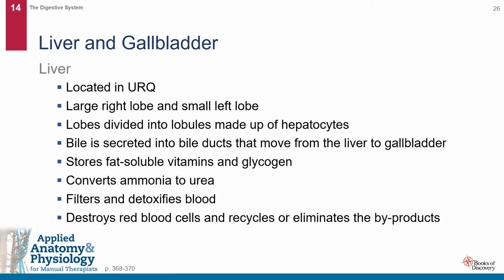Now let's take a look at the liver and the gallbladder. In terms of the liver, it is located in the upper right quadrant. It has a large right lobe and a small left lobe. The lobes are divided into lobules made up of hepatocytes. Bile is secreted into bile ducts that move from the liver to the gallbladder. The liver stores fat-soluble vitamins and glycogen, and it converts ammonia to urea. It also filters and detoxifies blood, and it destroys red blood cells and recycles or eliminates the byproducts.